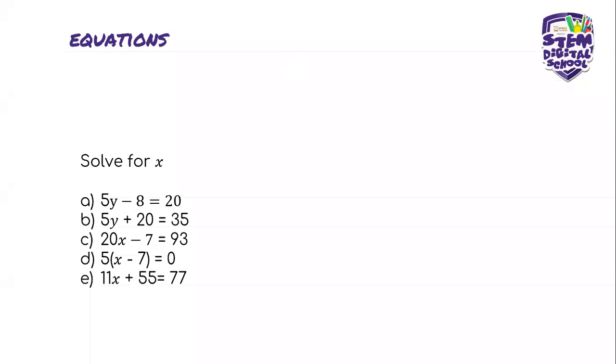Let's go to 20x minus 7 is equal to 93. Okay, so I said 20x is equal to 93 plus 7. And then 20x was equal to 100 when I added 93 plus 7. Then I divided both sides by 20 and then x was equal to 5. Exactly. x is equal to 5.